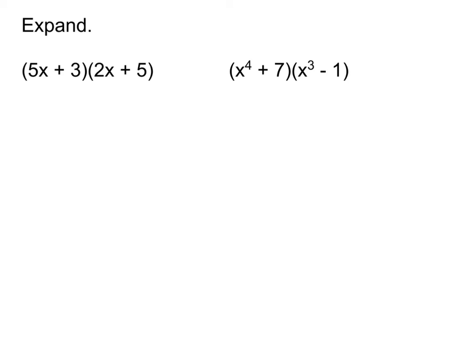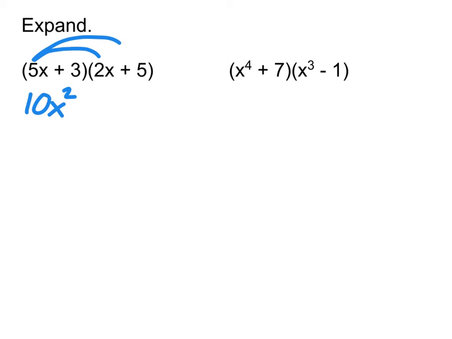All right, so expanding these two, these are going to be following the exact same rules as what we used before. Just I'm throwing in some extra stuff so that we have to really think and make sure that we're using the right process here. So I'm going to multiply everything in the first parenthesis by everything in the second. So first up, 5x times 2x. 5 times 2 gives me 10, and x times x gives me x squared.